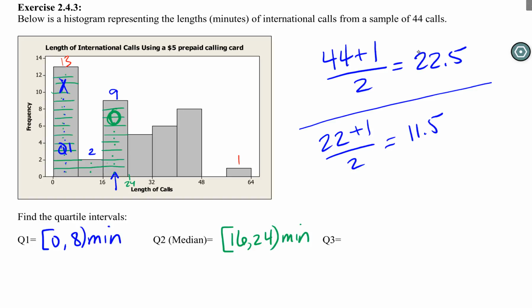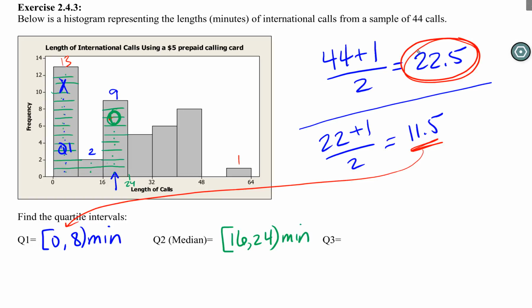I do want to point out something that gets students confused: our position for the median was 22.5, and 22.5 happens to fall inside that interval. That is just a coincidence, right? Its position is 22.5. We had to count over. Here, the 12th and 13th, that doesn't fall inside 0 to 8. So it's literally just a location. A position doesn't tell us where or how long these phone calls were. So if you didn't pause before, pause now and try to figure out where Q3 would be using the same logic.